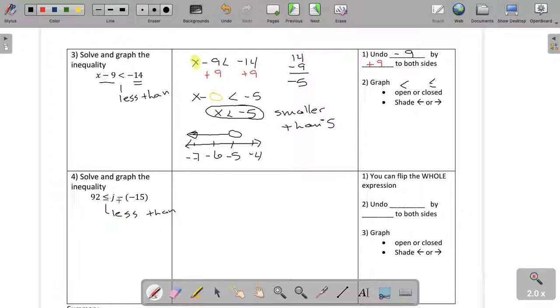Okay, 92 is less than this side, but this says you can flip the whole fraction. So let's do that. Let's do the j minus negative 15. Okay, we'll put the 92 right there. We'll put a little dot there on the j. Now you'll notice the arrow's pointing to the 92, so I've got to flip the sign, and now it becomes greater than.